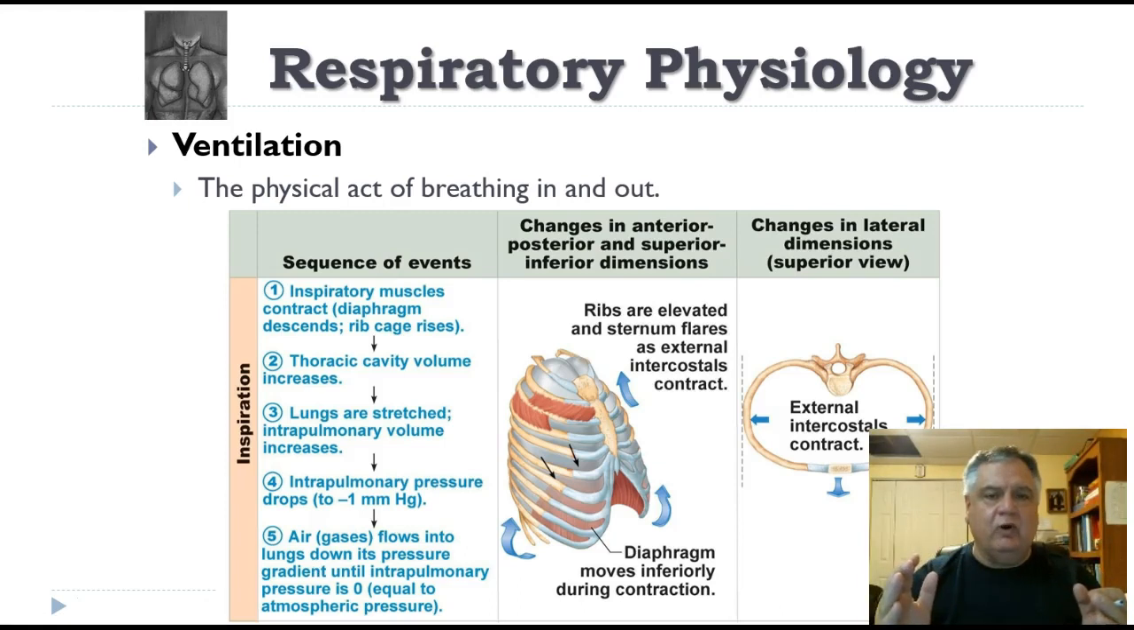The pressure just dropped inside the lungs as the lungs were stretched, and so the air is going to move from the outside to the inside of the lungs. And what's going to happen? The air is going to start to fill up the lungs as it moves down its pressure gradient until the intrapulmonary pressure is equal to 0.